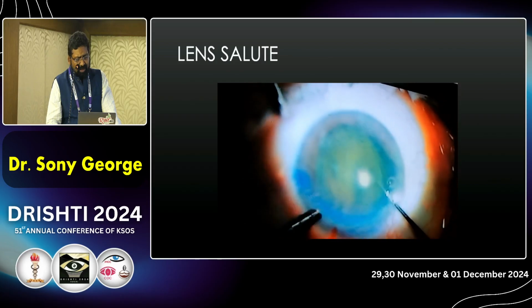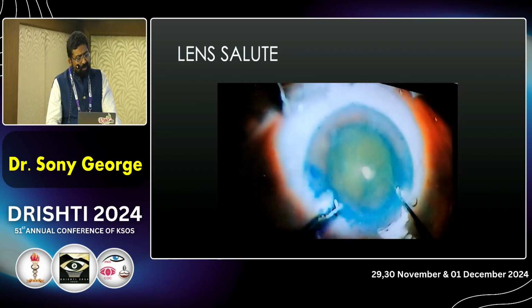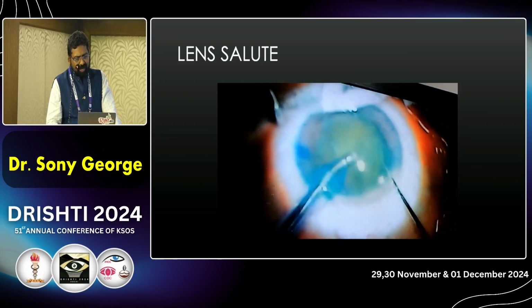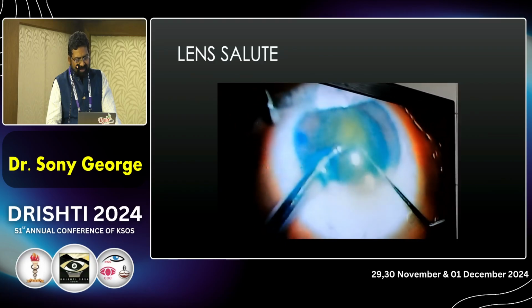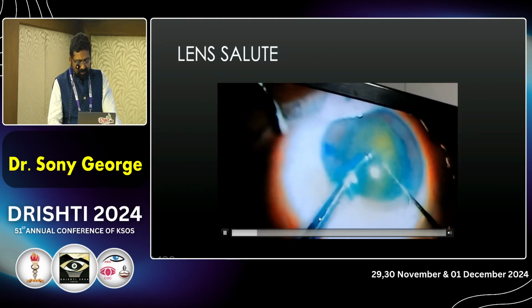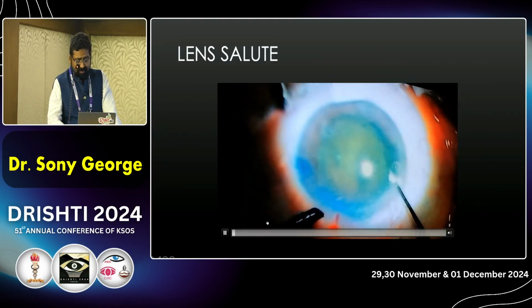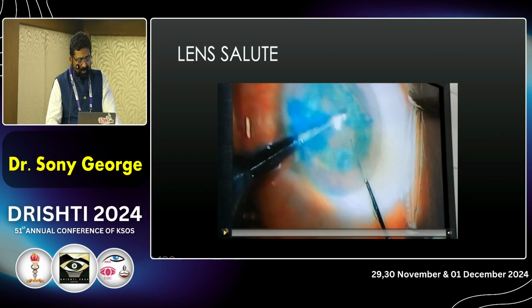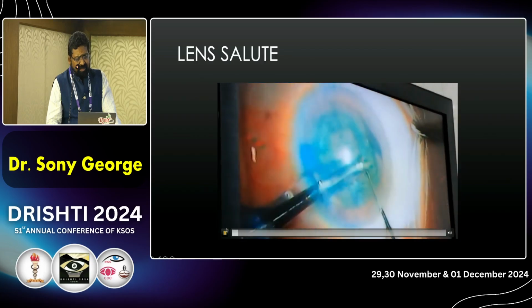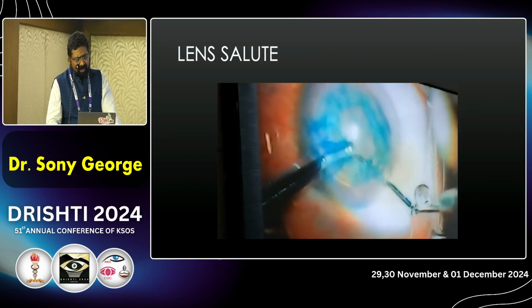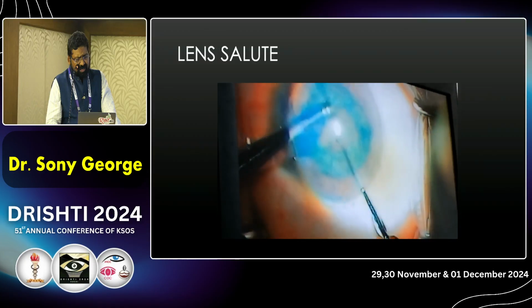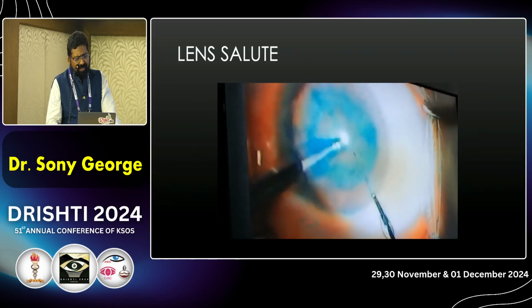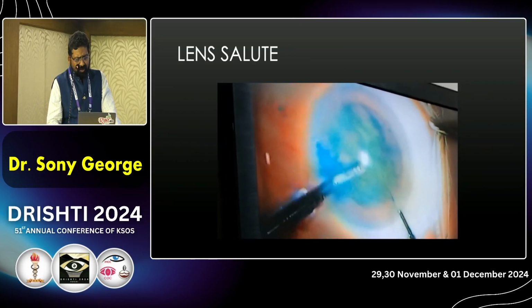Make sure you don't go in with the irrigation on because you will push the saluted lens back into the bag, and then you start chopping. And this continues. Once that is done, you can use the carousel technique if possible. Otherwise, you keep rotating the nucleus and then flip it inside, and then that is the end of the procedure.